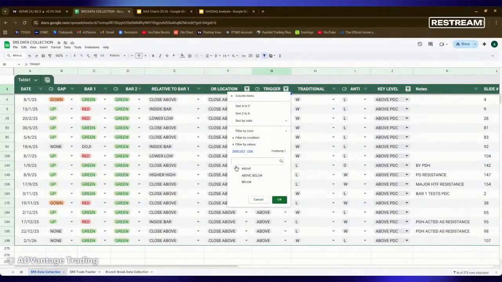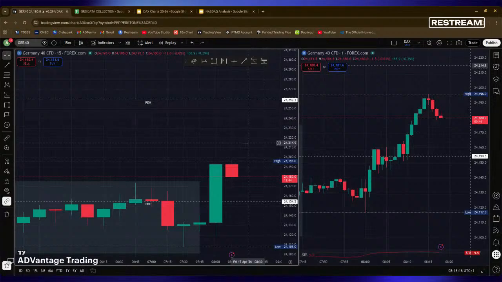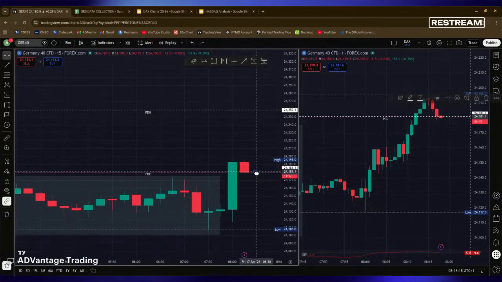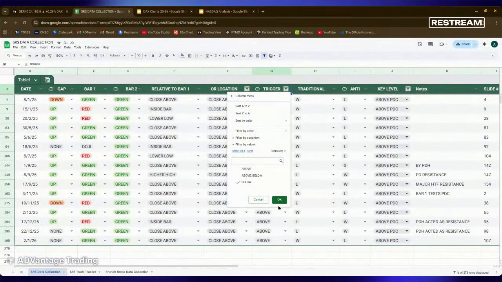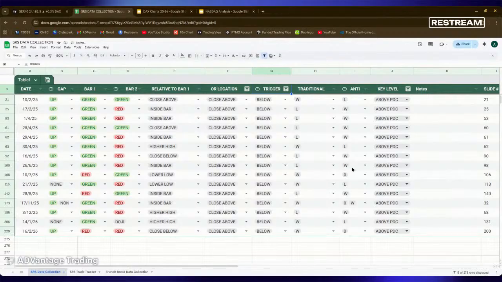But what if we have a trigger below rather than above? Okay, so if the market triggers below the school run bar, but is still above the overnight range, if we buy below, it worked on 1, 2, 3, 4, 5, 6, 7, 8, 9 out of 15 occasions.